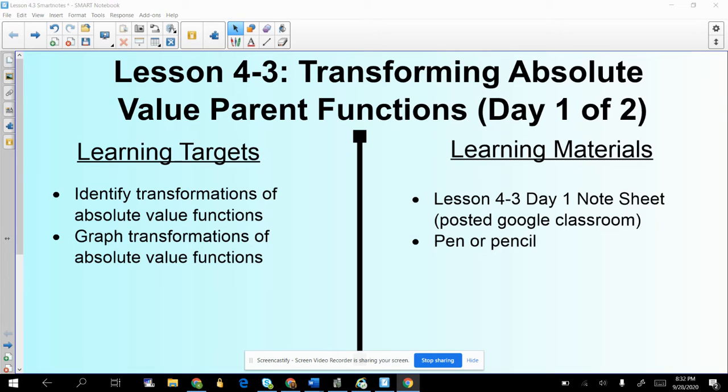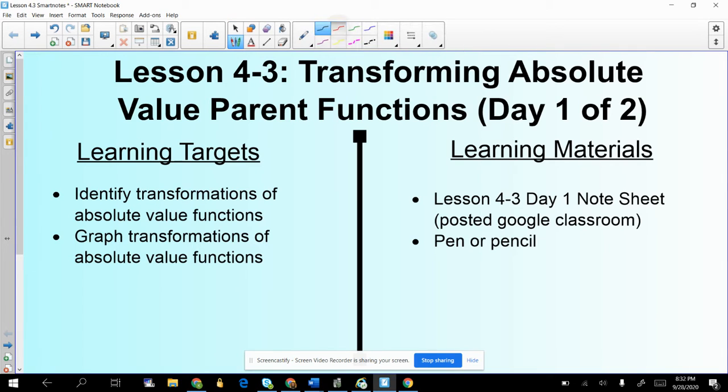For today, you'll just need the lesson 4.3 day 1 note sheet, which I've posted to Google Classroom, and you'll want a pen or a pencil and probably your calculator, so you can kind of be looking at how these graphs will move, okay?